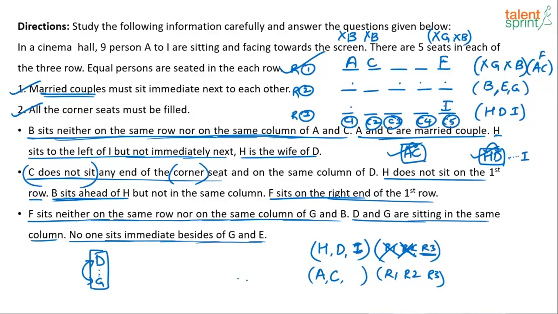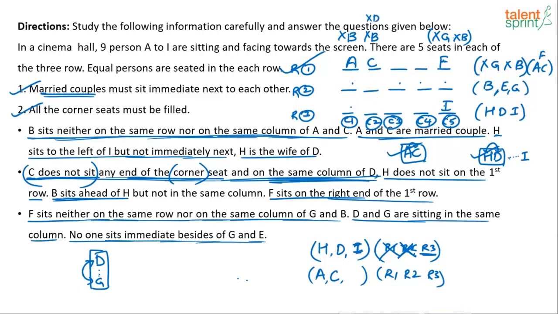C does not sit in the extreme corner. C does not sit on the corner seat, and on the same column of D. Okay, this is interesting. C does not sit on the same column of D. Are you able to follow? C here does not sit in the corner and does not sit in the same column of D. So C cannot sit in the same column of D. If C is here, D cannot come here in this row, in this column.